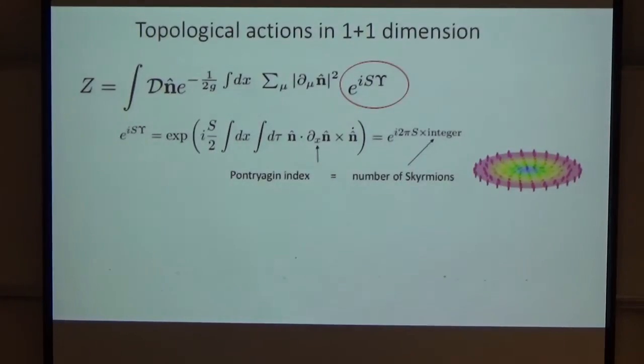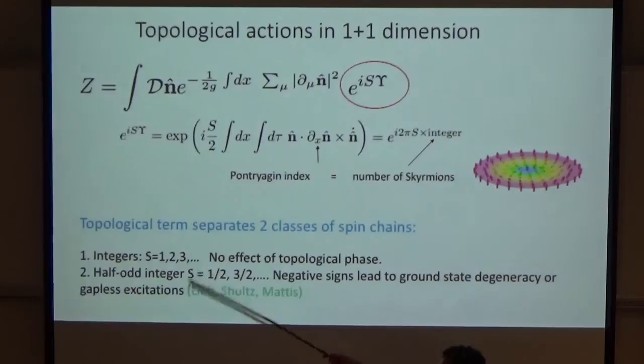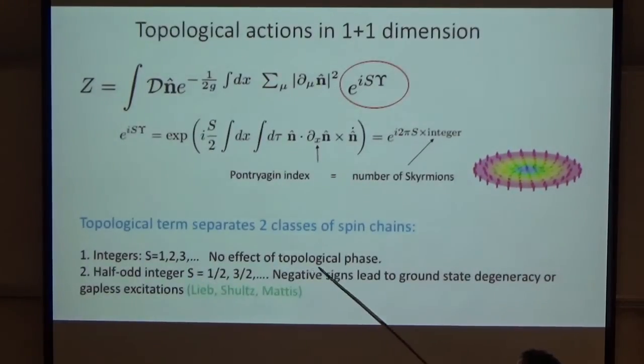So what is the consequence? If this term doesn't appear, for instance, for integer spin, it's 2 pi times an integer, which is 1, then no effect of topological phase, and we have a Haldane gap. If it's half of the integer, like the Bethe solution, you get a negative sign, that leads to ground state degeneracies, gapless excitation, according to also a theorem by Lieb-Schultz-Mattis. So these are the two classes of systems.